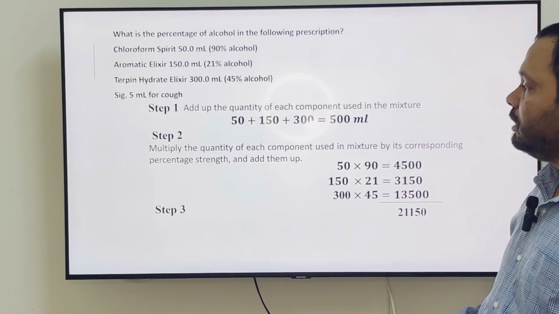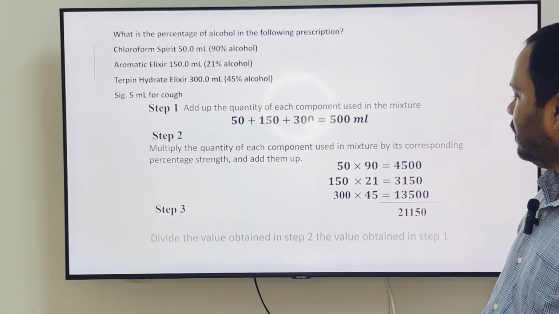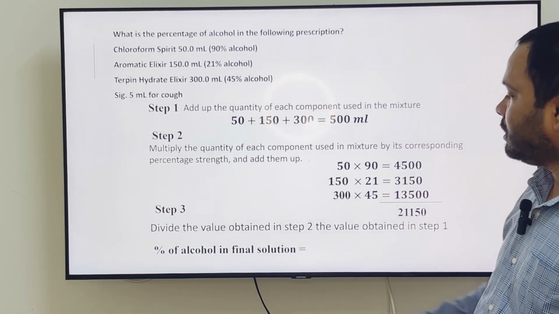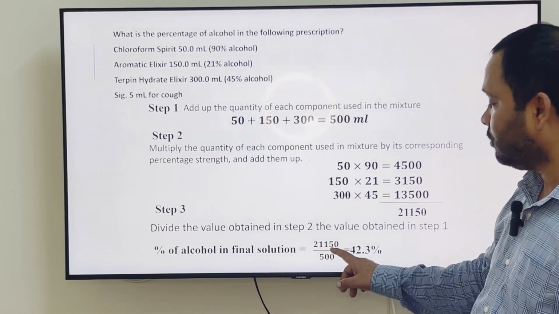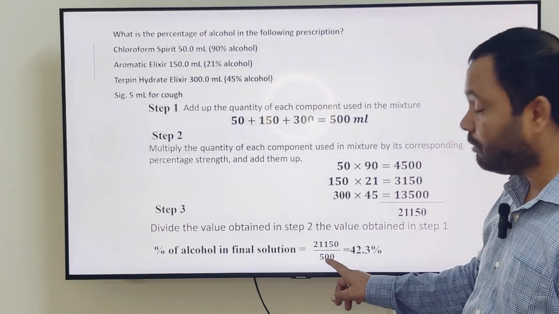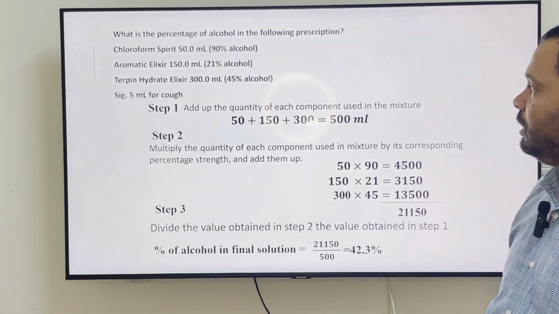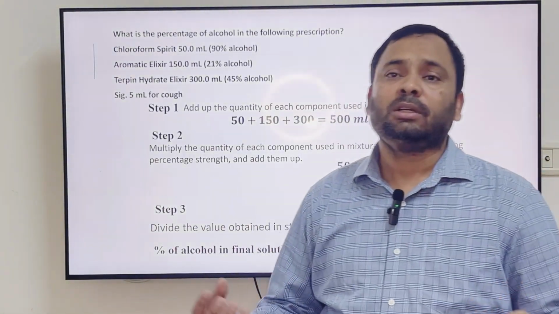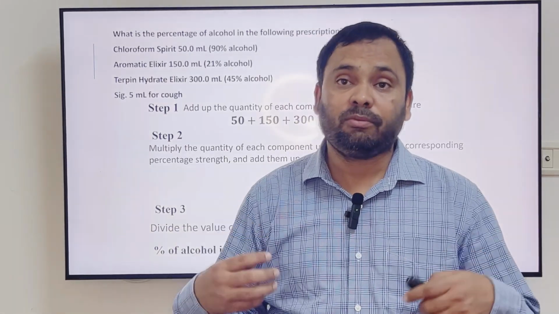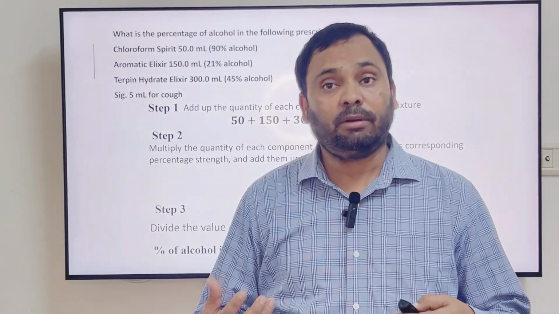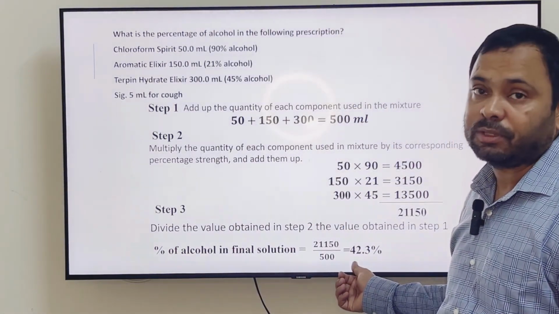Now after this, step 3, we have to divide this by 500. So now the percent of alcohol in the final solution is, divide this amount 21,150 by 500. When we divide this, we get 42.3%. It means after mixing these three different concentrations of alcohol in different volumes, the resultant volume is 500 ml and the quantity of alcohol is 42.3%.